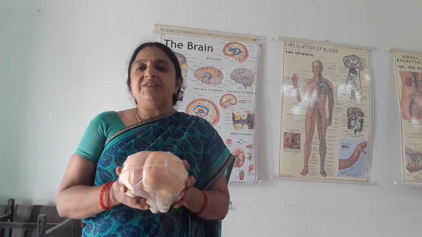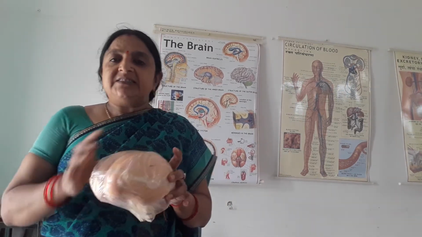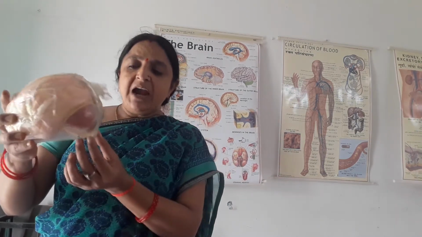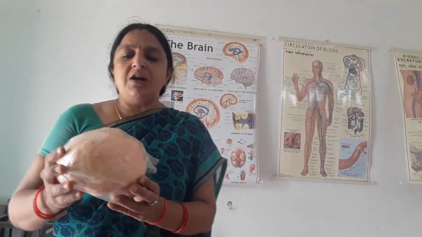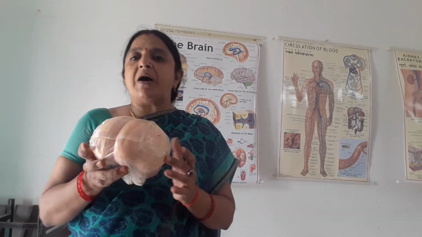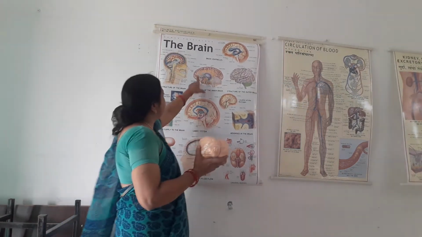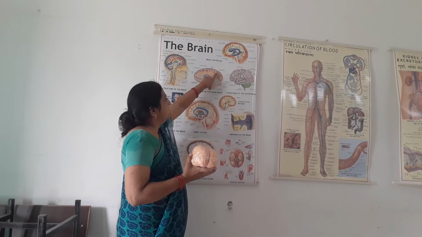Now, our brain is divided into three parts: cerebrum, cerebellum, and medulla oblongata. This is the medulla oblongata, this tubular structure, the hind brain. The hind brain is the medulla oblongata, the middle brain is the cerebellum, and the frontal brain is called cerebrum. Cerebrum is the largest part of the brain, and convolutions are seen in this brain.